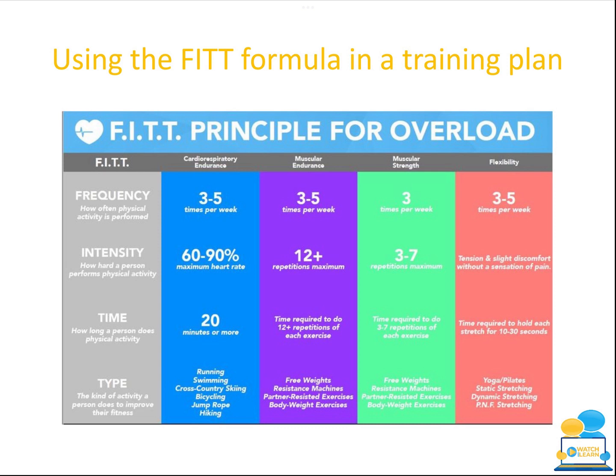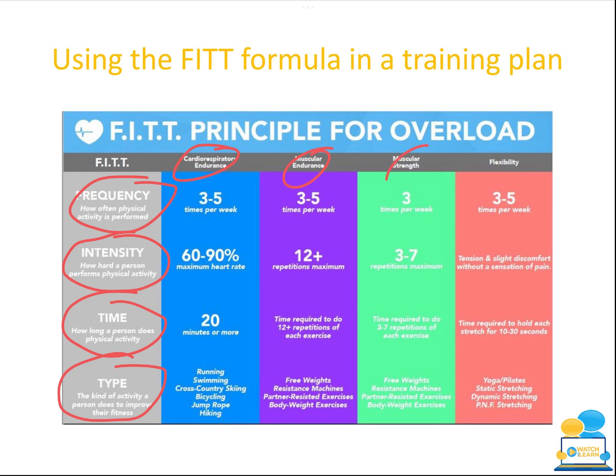So here's an example of our FIT formula in use. On the left we have frequency, how often the activity is performed, intensity, time, and type. On the top we have cardio, muscular endurance, muscular strength, and flexibility. We can see how many times per week it's done. We can see intensity, where heart rate is measured, 60 to 90% of heart rate that will develop cardio over 20 minutes. Here are some samples, and so on. So this is how a FIT formula would be used in a training plan.